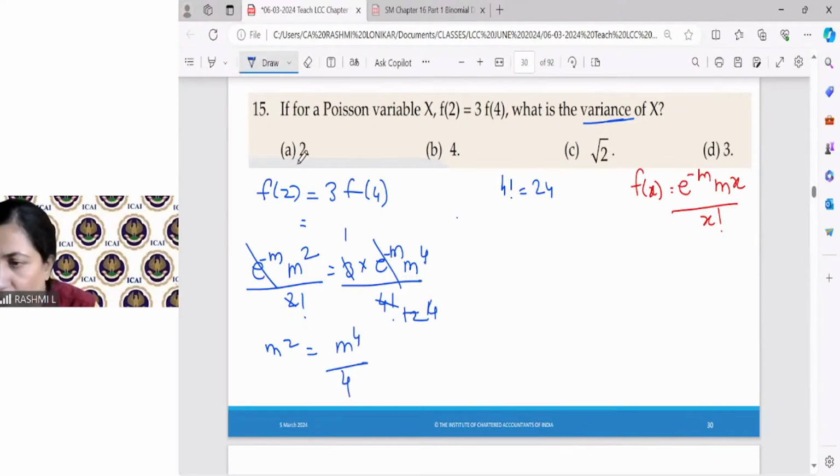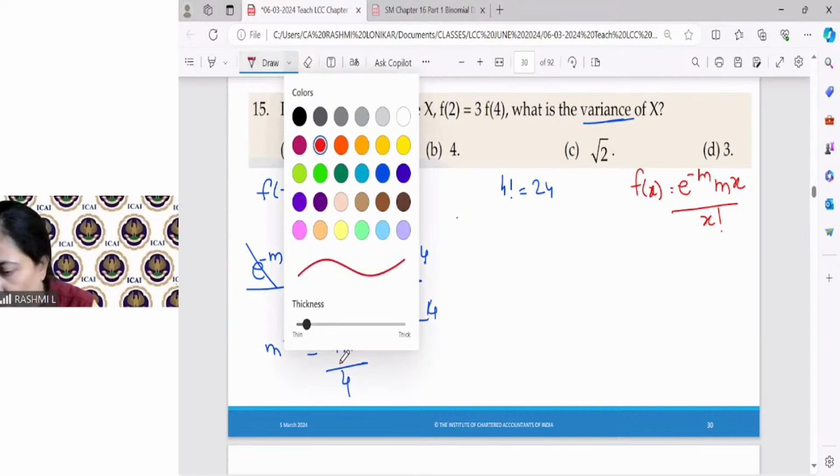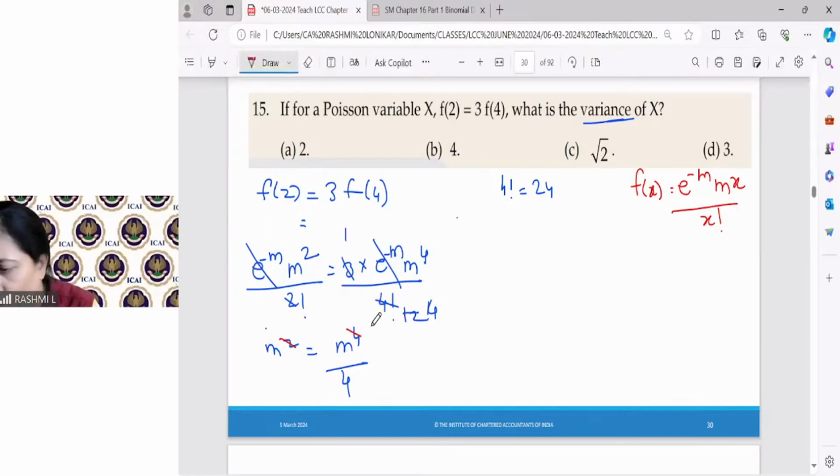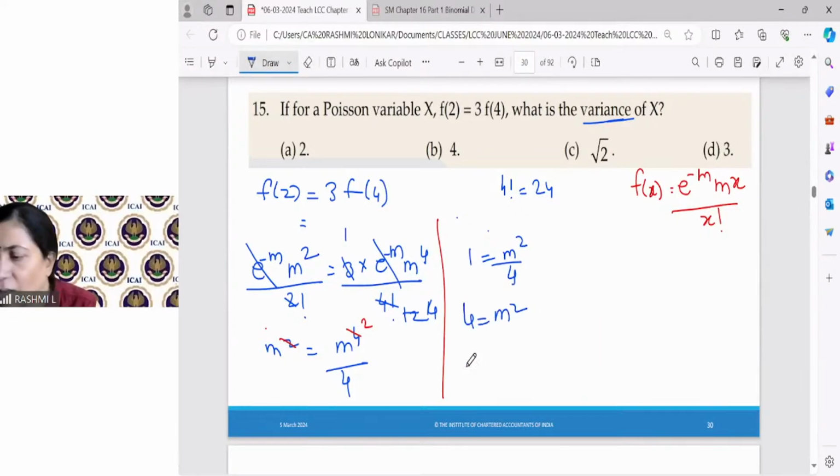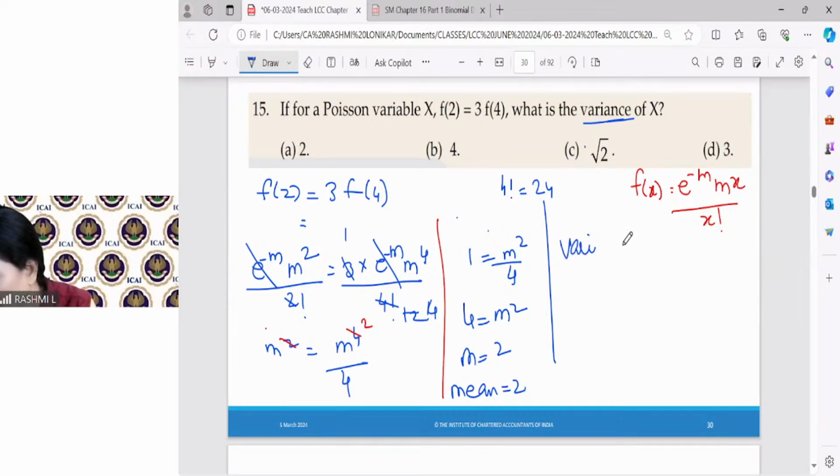Now this m square, this 2 and this 4, this will cancel to 2. So what do I have? I am left with 1 is equal to m square upon 4. So 4 is equal to m square. So m will be equal to 2. Okay. And mean will be equal to 2. Now what are they asking? Variance. Variance is nothing but equal to mean for Poisson distribution. So what is the mean? 2. So what will the variance be? It will also be 2.